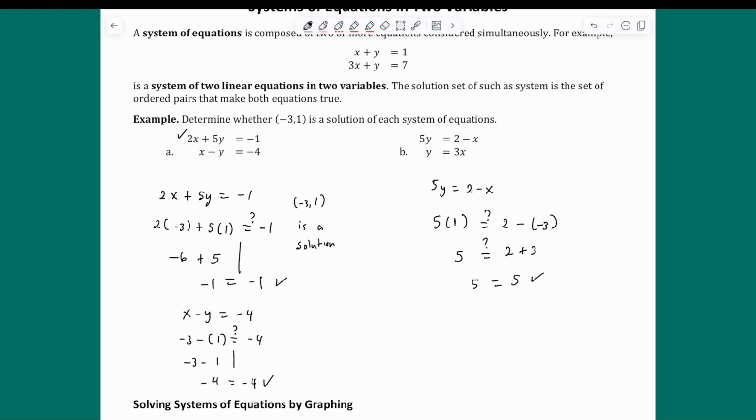All right, what about the second equation? Does y equal to 3x work as well? Does the ordered pair work for that as well? Well, y is 1. Does that equal 3 times negative 3? Clearly 1 is not equal to negative 9. That is not a solution. In other words, it checks for the first equation but fails the second equation. Therefore, (-3, 1) is not a solution.